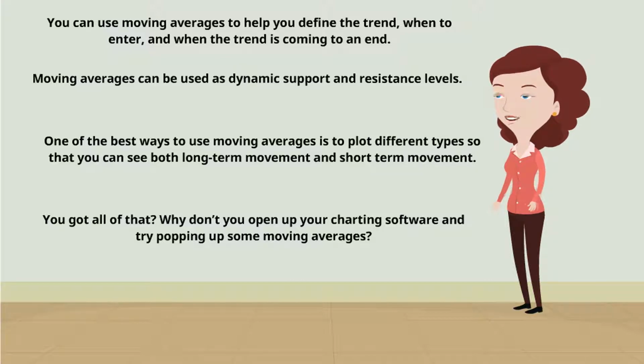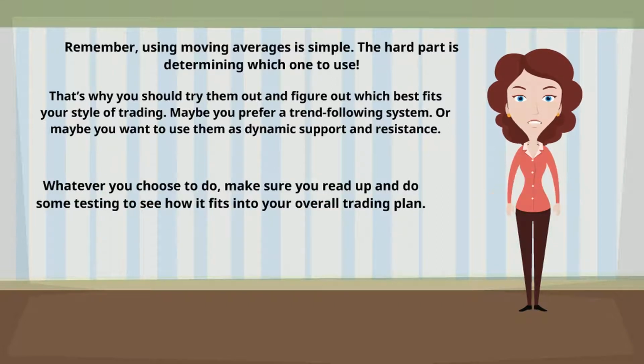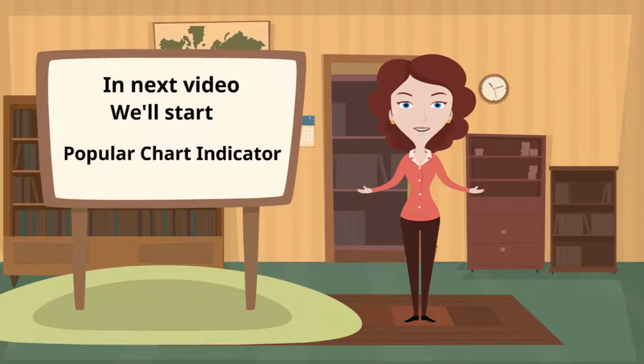You got all of that? Why don't you open up your charting software and try popping up some moving averages? Remember, using moving averages is simple. The hard part is determining which one to use. That's why you should try them out and figure out which best fits your style of trading. Maybe you prefer a trend following system. Or maybe you want to use them as dynamic support and resistance. Whatever you choose to do, make sure you read up and do some testing to see how it fits into your overall trading plan. So guys, this class is completed here.